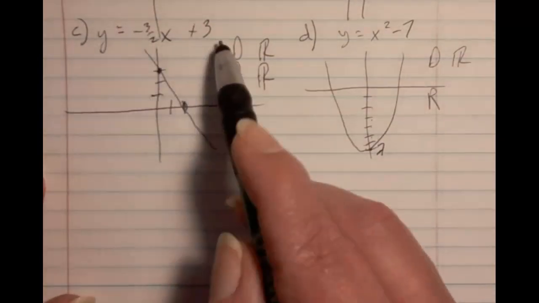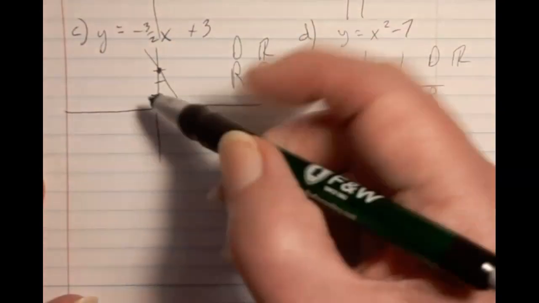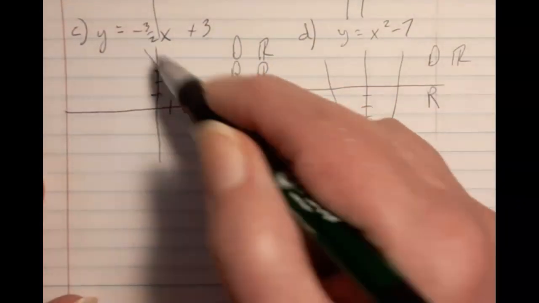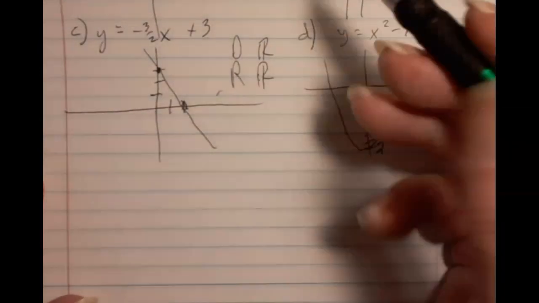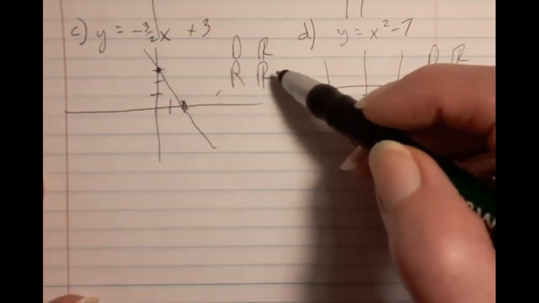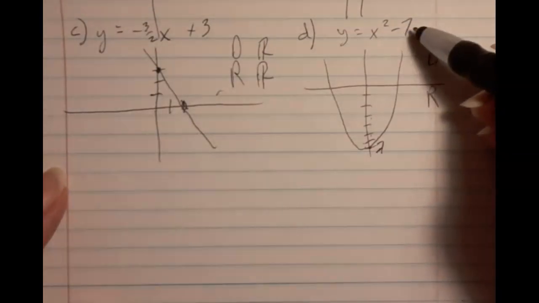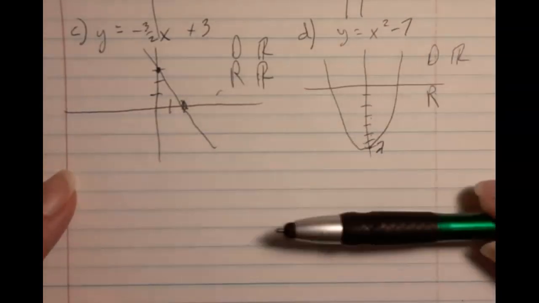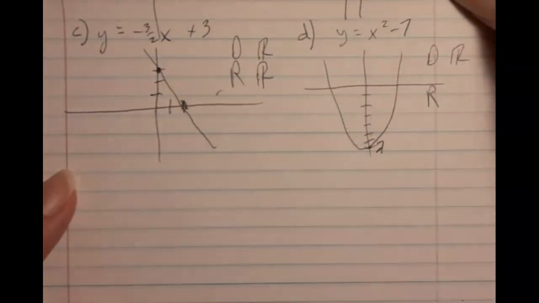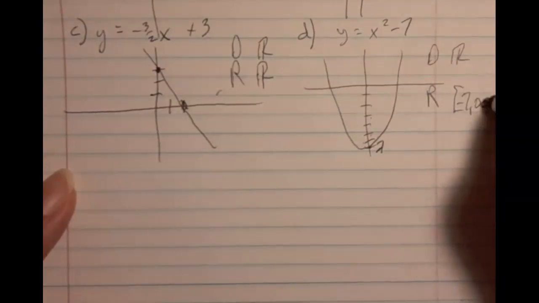Part C is a line, and the y-intercept is 3. The slope is -3/2, so I'm going to go down 3 over 2, connect the dots. It's not a vertical or horizontal line, so the domain and range are both all reals. Now you could write -infinity to infinity here for the all reals, but the double-lined R is fine. For the next one, it's a parabola, and if you graph this, you can see it's a parabola. The lowest point on it is -7, so I'm going with y values starting down and going up. So the range here is from -7 to infinity.